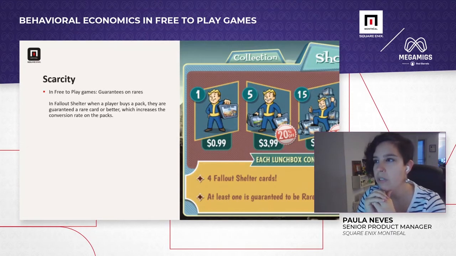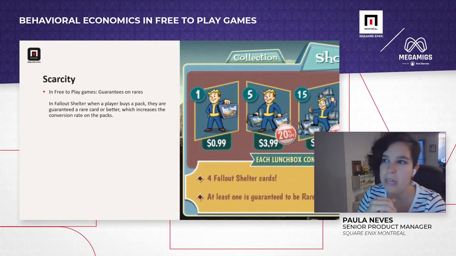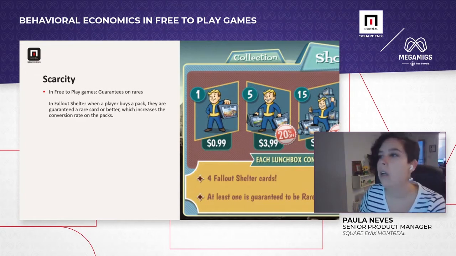So basically Fallout Shelter, when the player buys a pack, they are guaranteed a rare card or better. So this type of thing really increases your conversion rate of the packs, right?